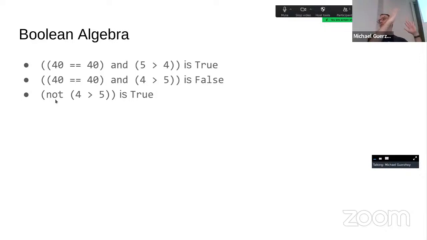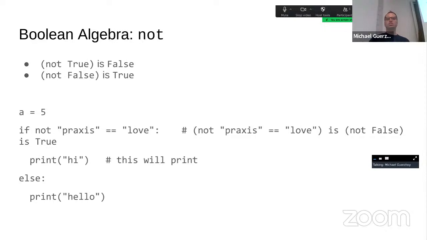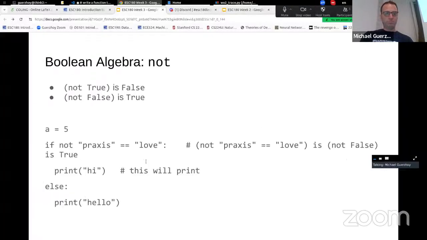We'll do each one of those in turn. Not means inverted. So 4 greater than 5 is false, but not false is true. So let's do an example with not. The value of not true is false. The value of not false is true. So here is a little program.